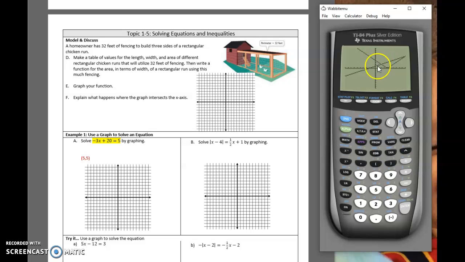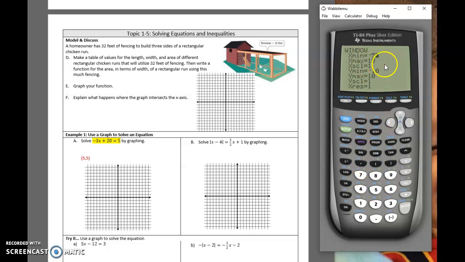Okay, looking at this graph, I can see that it intersects here and it intersects here. So I'm going to have two answers here. So I want to be able to see this intersection point a little bit better. So I'm going to change my window of where I can see the graph. So I'm going to hit this button here, window. And we saw that we didn't need all of the stuff to the left. So I'm going to change this to like -5.